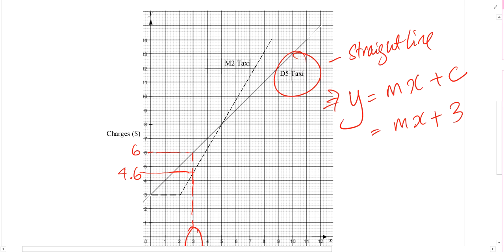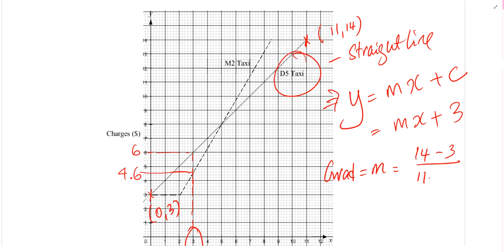This is where you need to find out. So put in some points over here. For example, this point over here, it says 11, 14. Then I need another point. Let's use 0, 3. So gradient, which is equal to m, is 14 minus 3 over 11 minus 0. So I get 1.